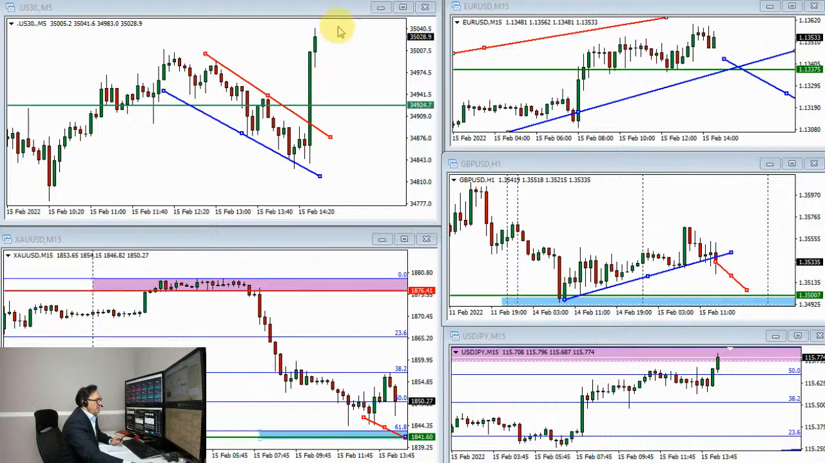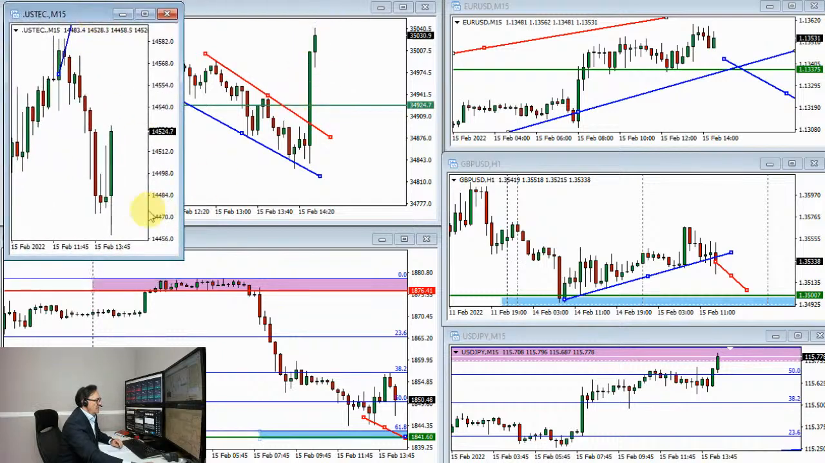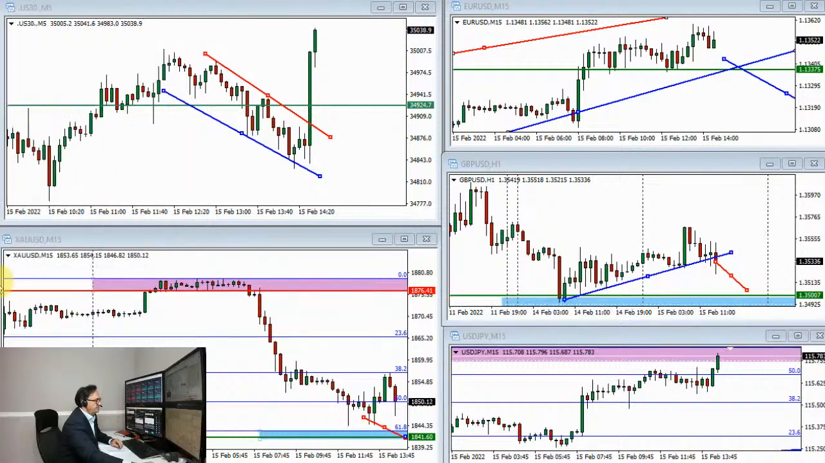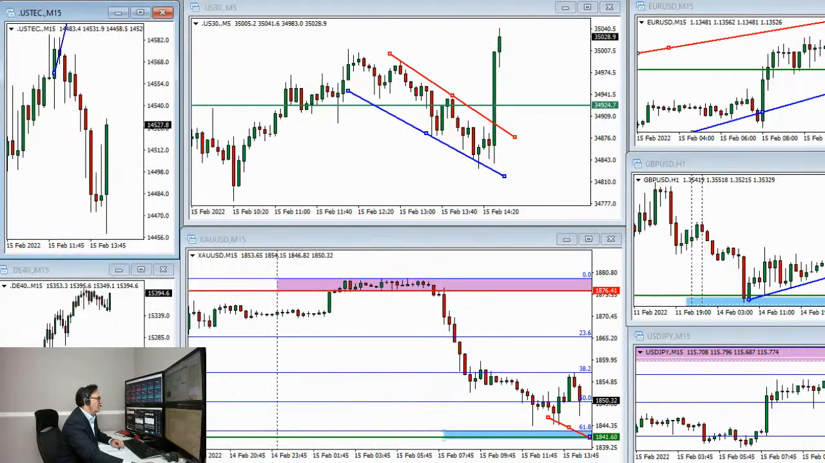Breakout to the upside in Dow, breakout to the upside in Nasdaq. So really happy with both of these. Not so much with gold. I'll see if I can get in again. But that's where we are. So let me just go and look at CAD Japanese yen.